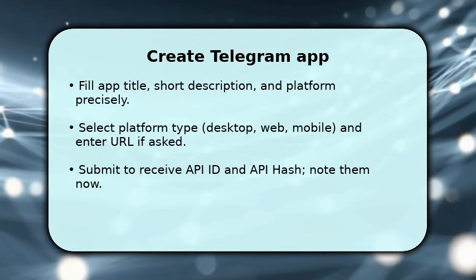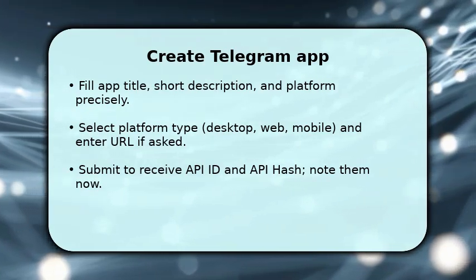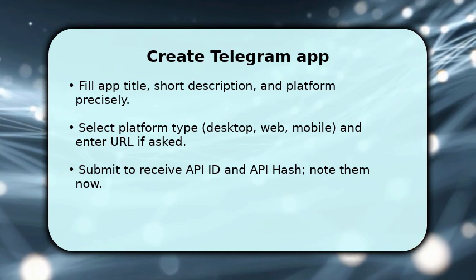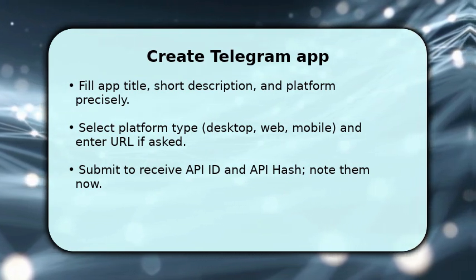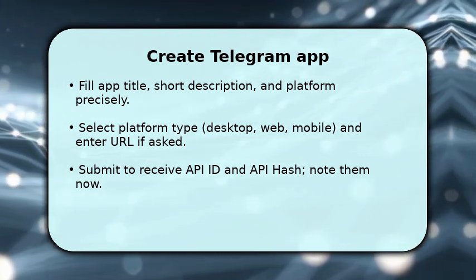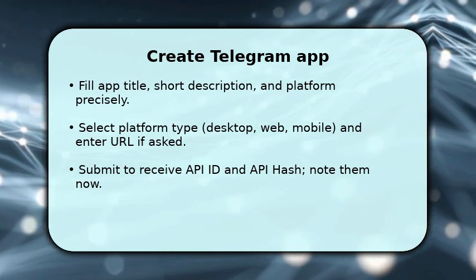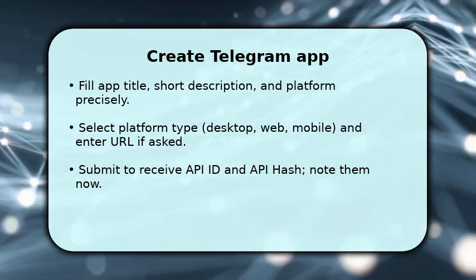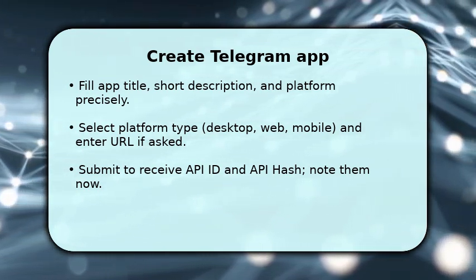You now fill the API development form step by step. Enter the exact app title, a concise description, and pick the platform that best matches your project. Make sure any requested website or redirect URI is valid. Inaccuracies can block certain auth flows later.